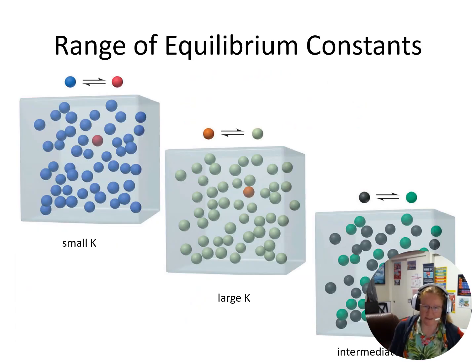Again, small K, now I just have single color things. Small K favors our reactants, large K favors our products, and an intermediate K is going to be somewhere in between, so you're going to get a good mix of both.